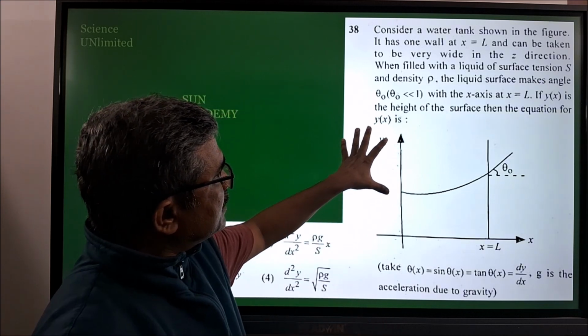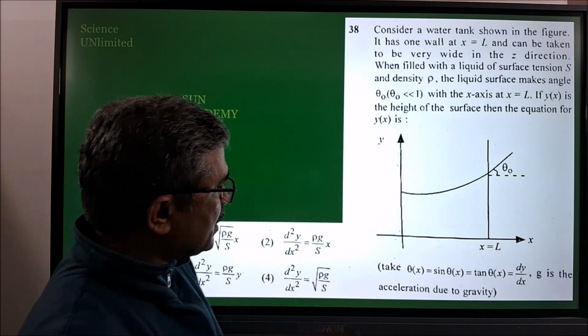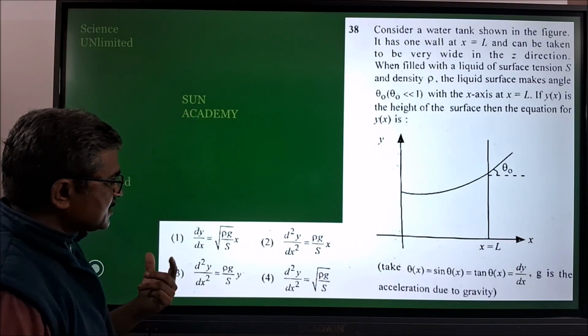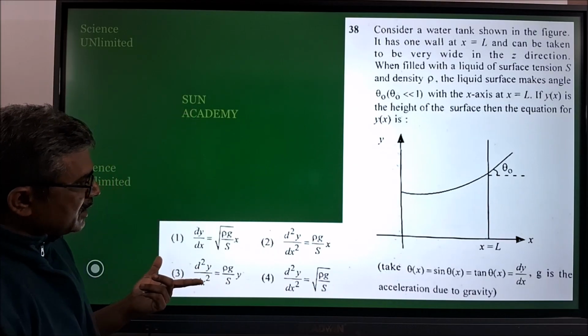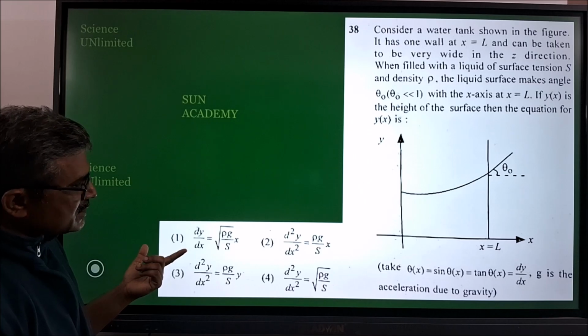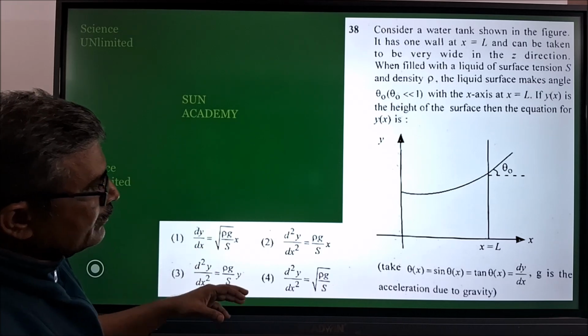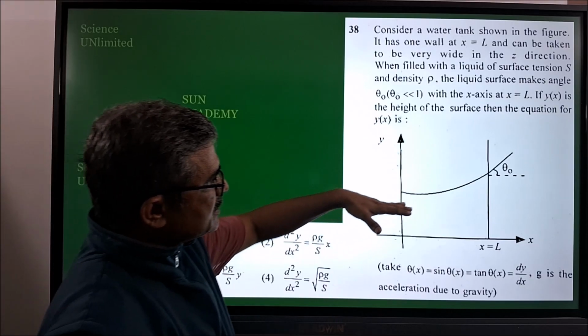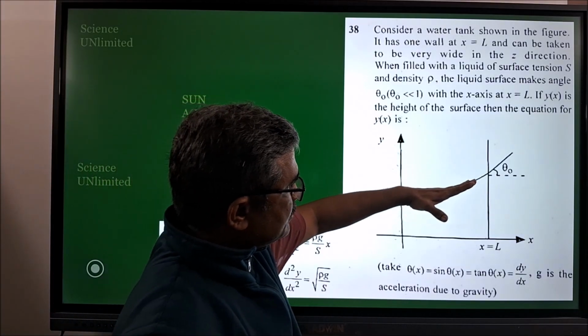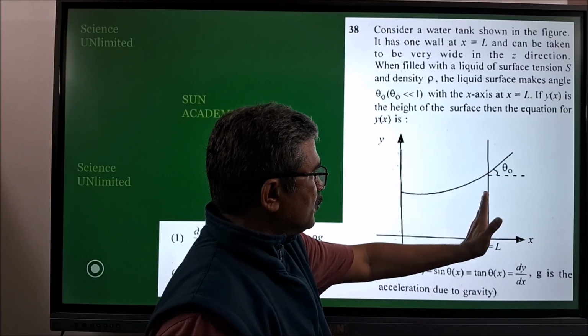We need to find the equation for y of x, but the expressions given are second order and first order differential equations. So we should work on it and get the differential equation. Here this is the liquid, which has some meniscus at the wall.